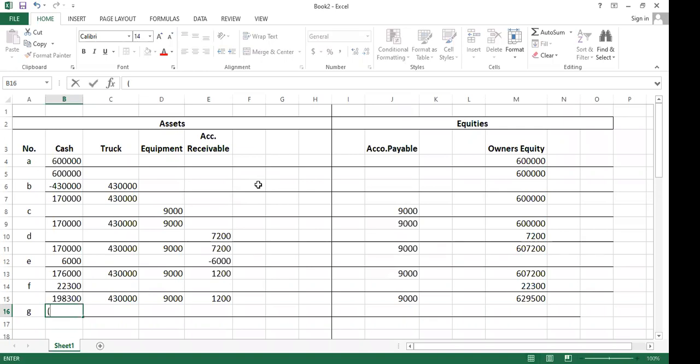Rupees 5,000 reduce the cash and reduce the accounts payable amount by 5,000.